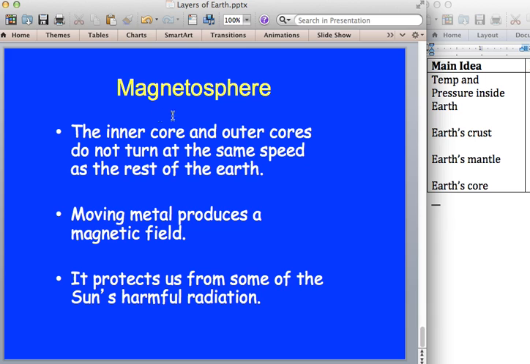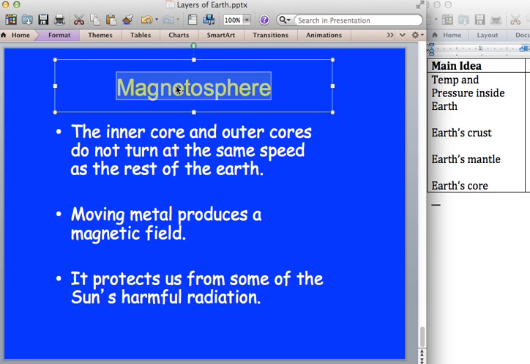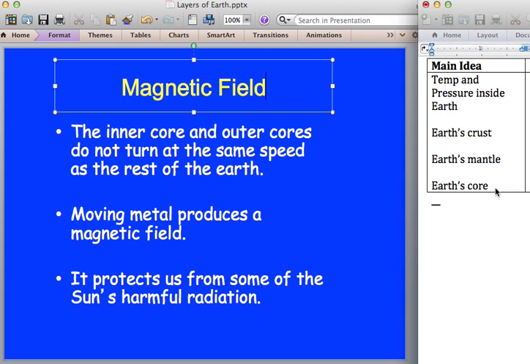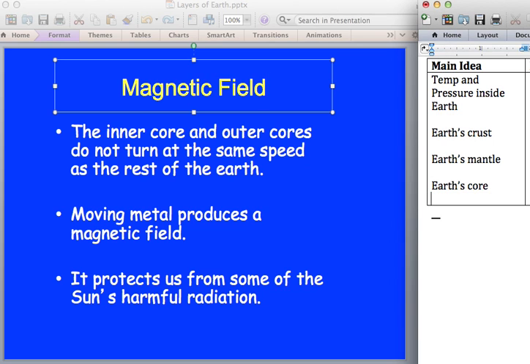All right. Lastly, the Earth's magnetic field. You don't even know this term, magnetosphere. I'm going to change it right now. Magnetic field. All right. So it turns out that the inner and outer cores of the Earth don't turn at the same speed as the rest of the Earth, which is kind of weird to think about.